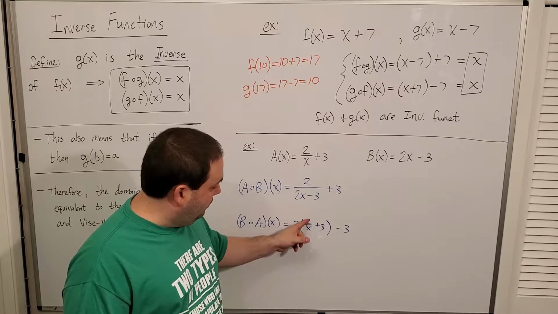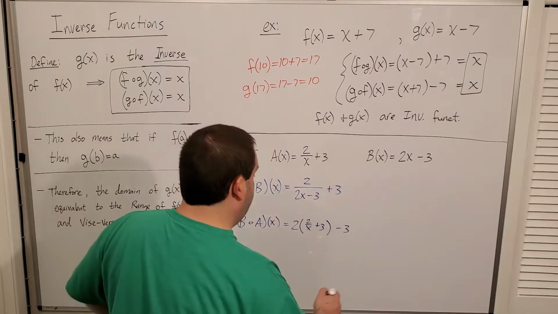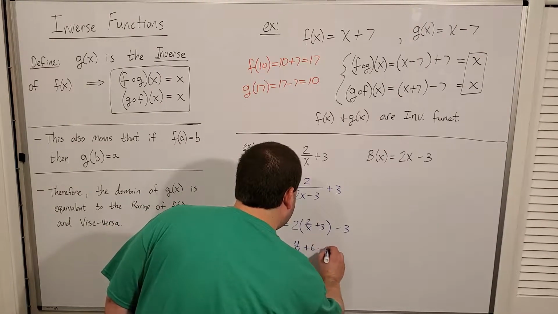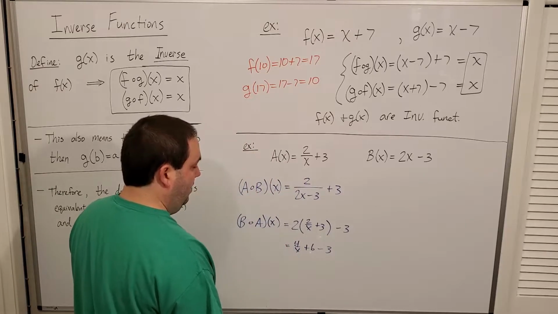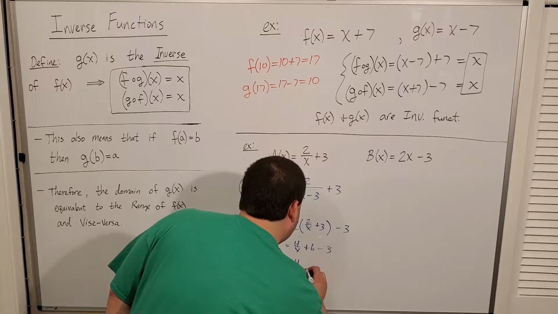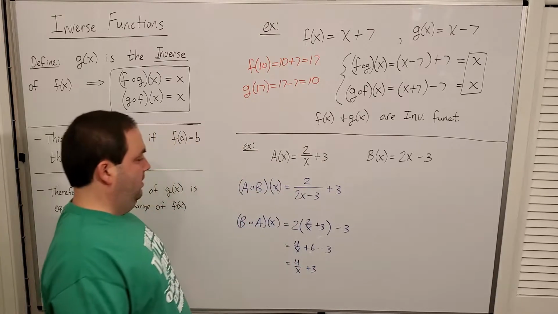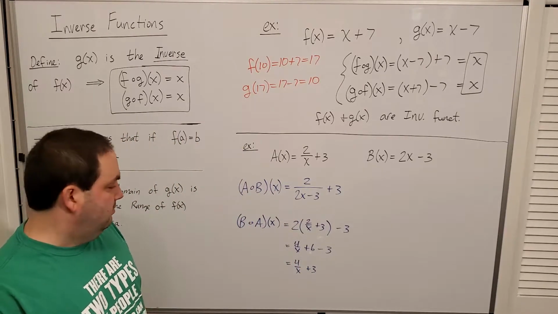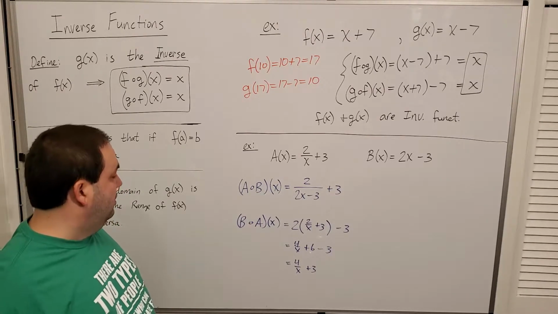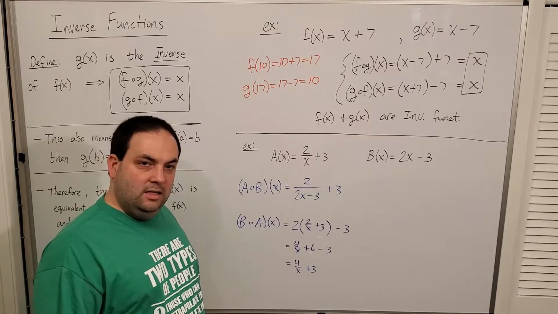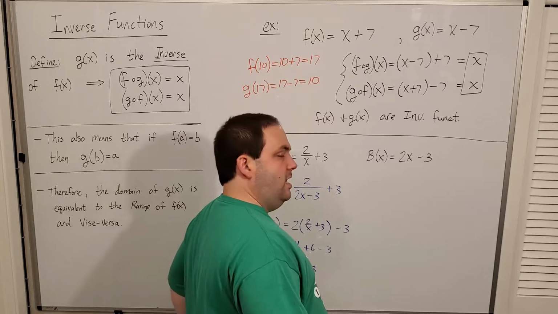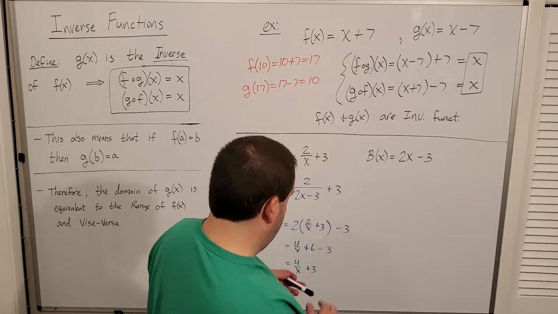I would have to distribute the 2, which would give me 4 over x plus 6 minus 3. And that would give me 4 over x plus 3. But that's not x, and it's not going to simplify anymore. So these two functions are definitely not inverses of each other. Okay? A and b here are not inverse functions.